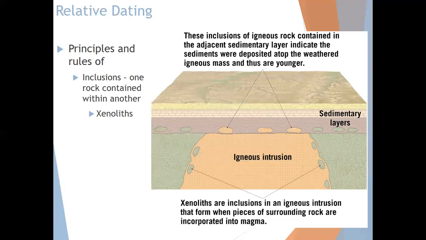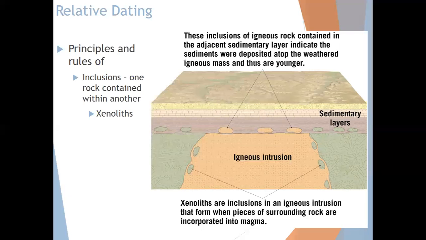Xenoliths occur when the original rock does not melt, but stays as rock during the intrusion event. In this picture, you can see that there was an orange igneous intrusion into the green rock structures. That igneous intrusion is going to be younger than the green rock, and those green rocks that are inside of the igneous intrusion are going to be xenoliths.